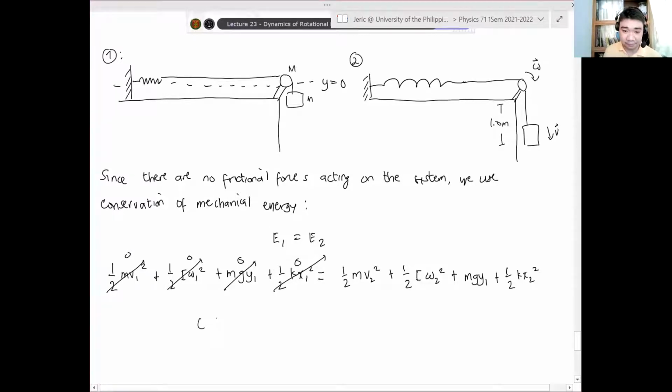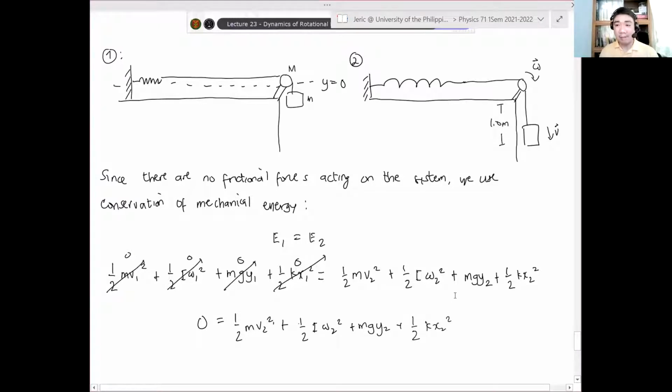So it is 0. This is then equal to 1/2 m v2 squared plus 1/2 I omega 2 squared plus m g y. This shouldn't be y1, this should be y2, m g y2 plus 1/2 k x2 squared.